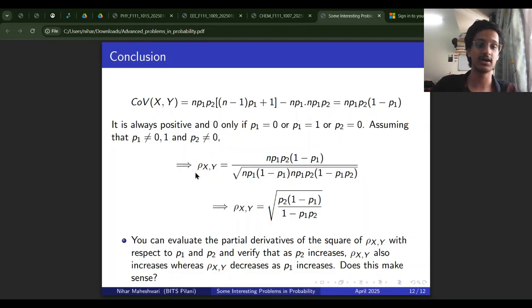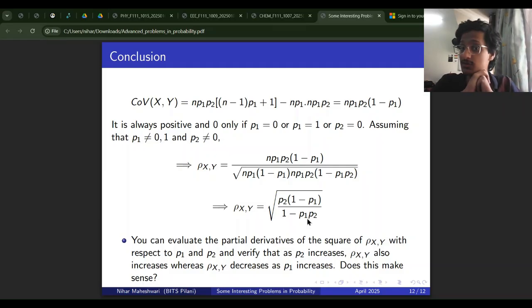Only then can you define rho x comma y as this expression, where rho x comma y is equal to n P1 P2 times (1 minus P1) divided by that square root. And you can clearly see over here n P1 is going to cancel out in the numerator and denominator, a square root of p2 is going to cancel out, and a square root of 1 minus p1 is going to cancel out. So finally you have this really, really nice, neat expression: rho x comma y is the square root of p2 (1 minus p1) divided by (1 minus p2) and p2. I really genuinely think this expression is beautiful.